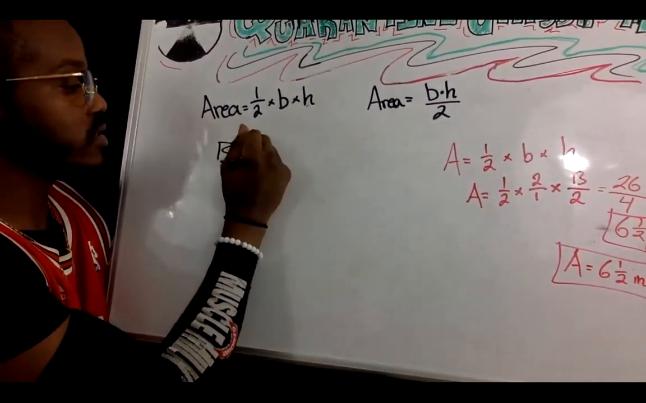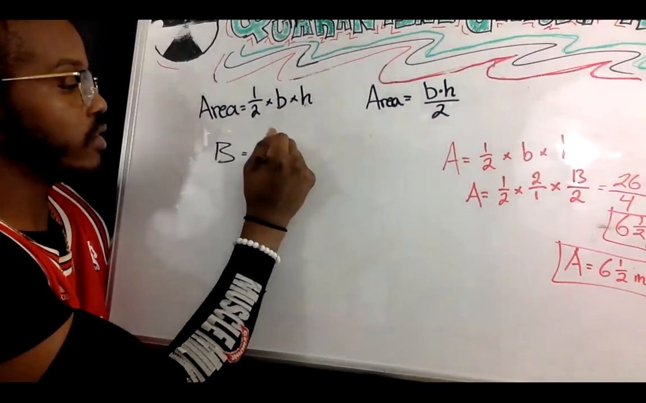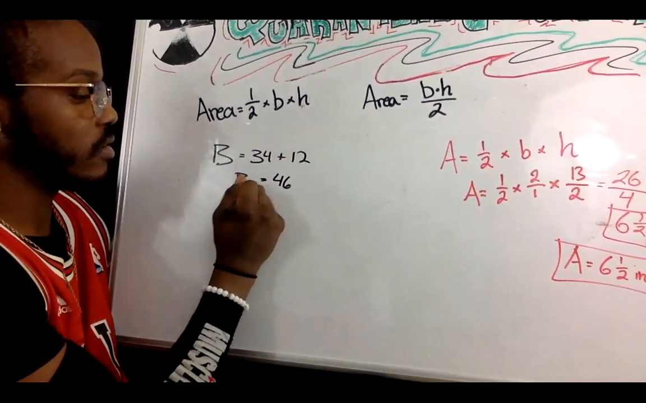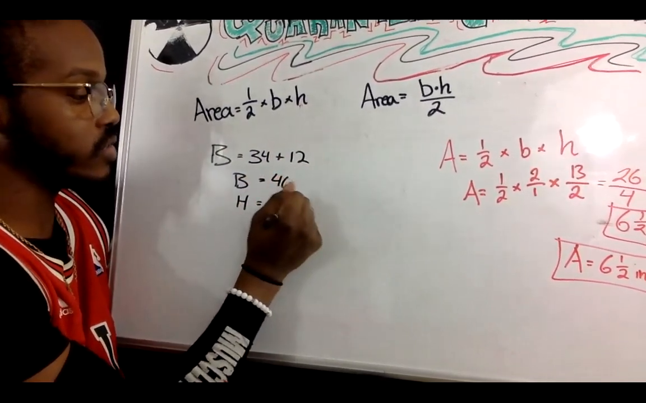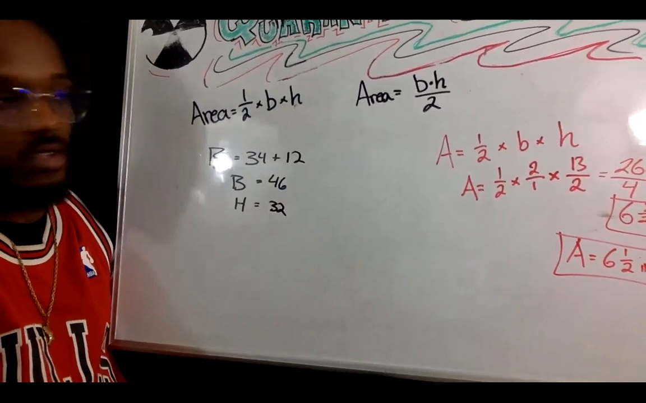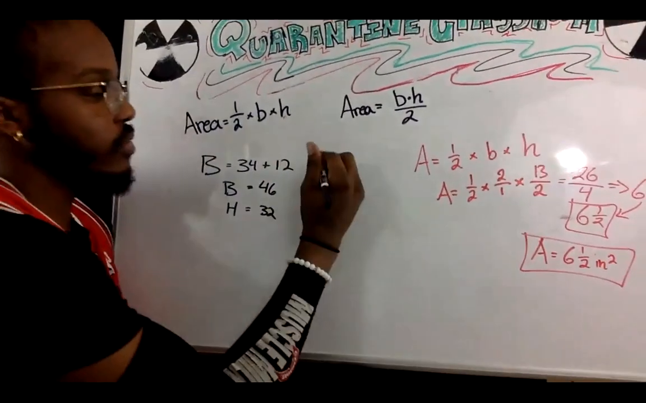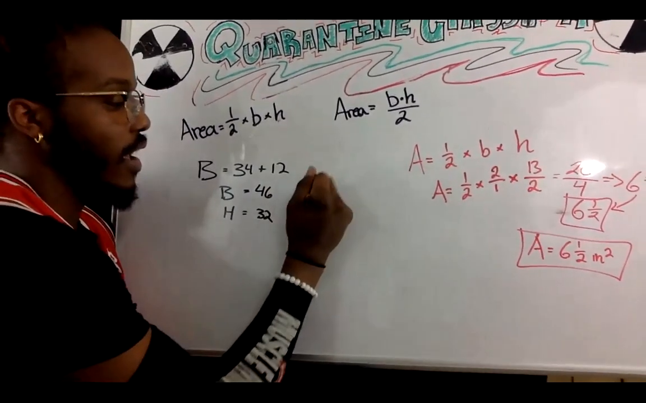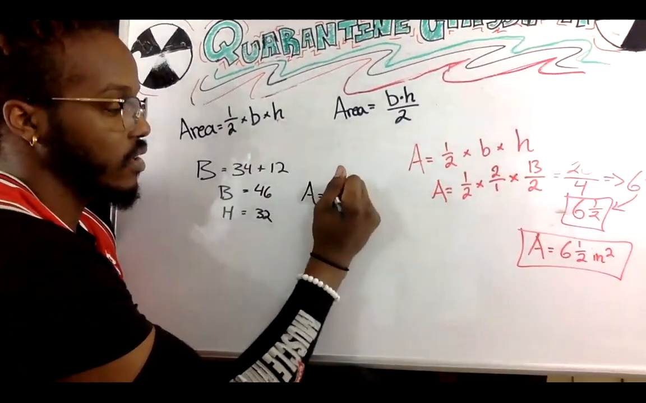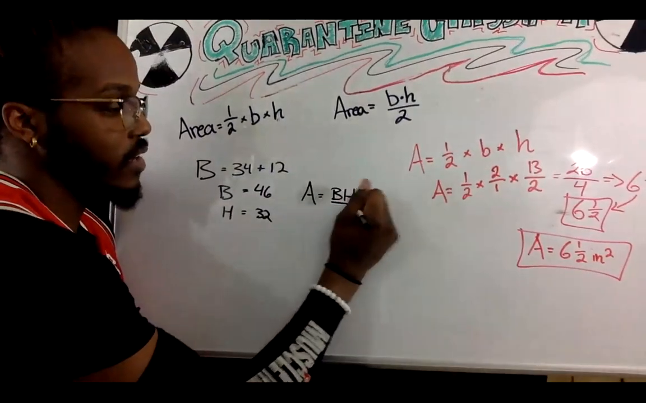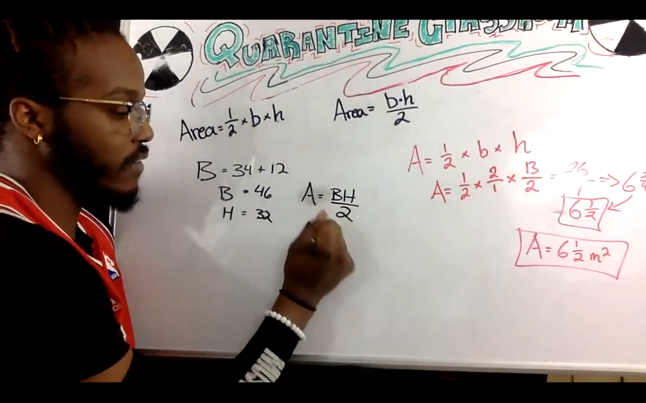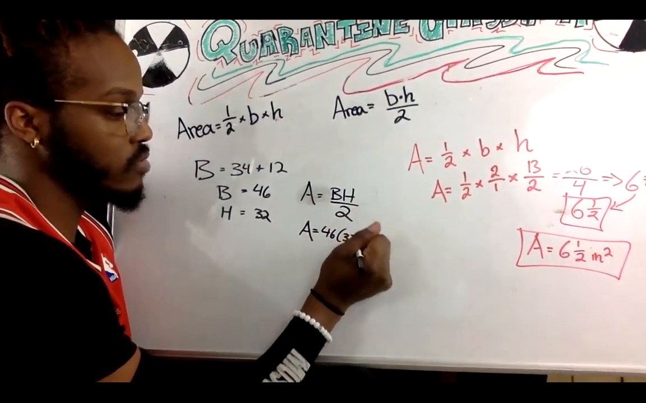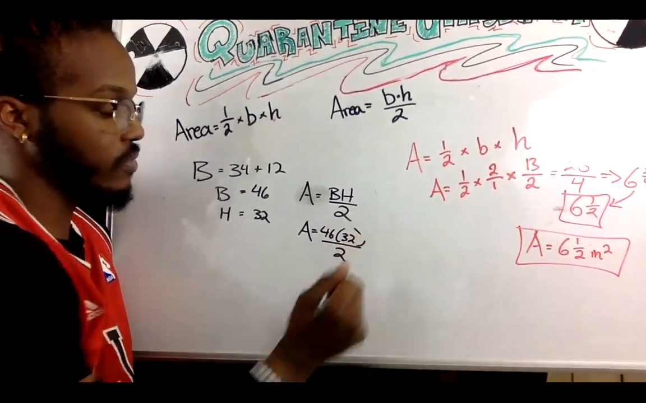My total base is 34 plus 12. So my total base is 46. My height is 32. And what we can do is, area equals base times height divided by 2. And then we just plug everything in. 46 times 32 divided by 2.